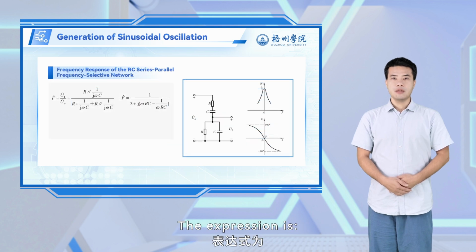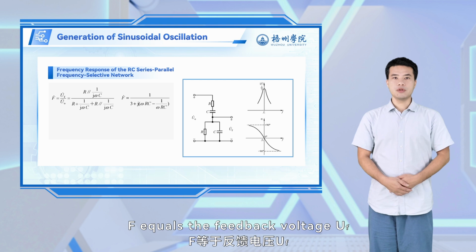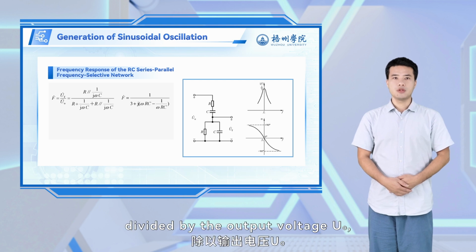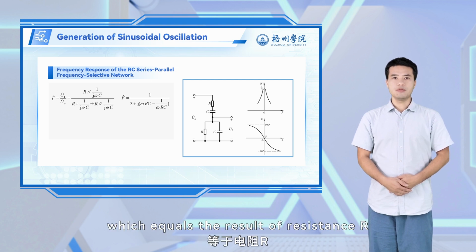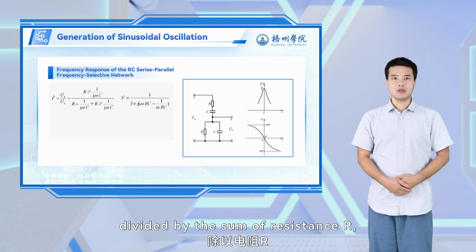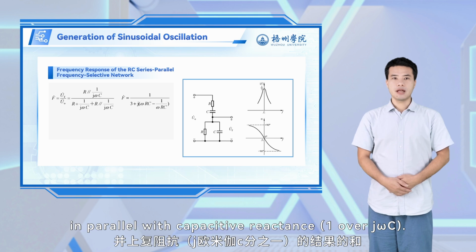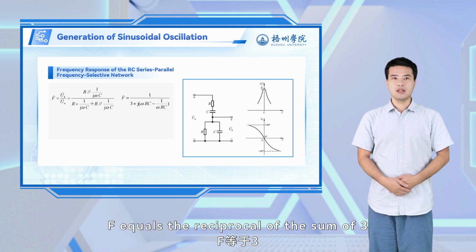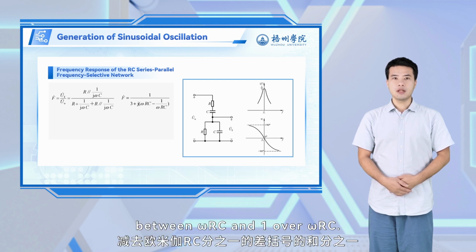The expression is F equals the feedback voltage UF divided by the output voltage UO, which equals the result of resistance R in parallel with capacitive reactance, 1 over j omega C, divided by the sum of resistance R, capacitive reactance, and the result of resistance R in parallel with capacitive reactance, 1 over j omega C. Simplifying this gives F equals the reciprocal of the sum of 3 and j times the difference between omega RC and 1 over omega RC.